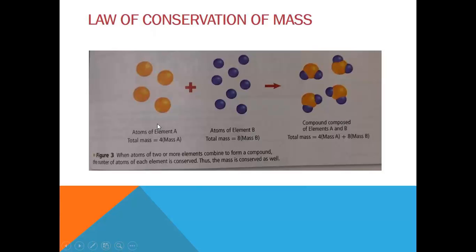So we have 4 times 2 grams, which equals 8. And then we have 8 atoms of element B. We'll say each of these is 1 gram, so this total mass is 8 times 1 gram, which is 8. So we have 8 plus 8, and if we combine them, the total mass is 16. The mass of the elements on this side is 16, and the mass of the elements on this side is 16. So mass is conserved. It does not change. Mass is always conserved.